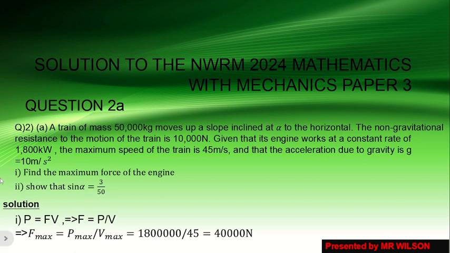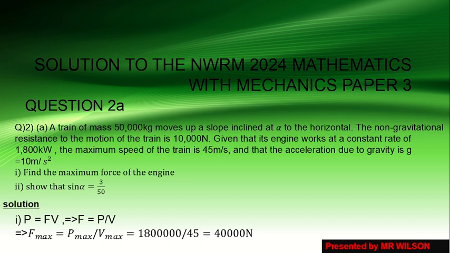Now take note, our power here was given in kilowatt. So to work with it here, you must convert it. You have to say 1,800 times 1,000. Okay, you have 1,800,000 watt, divided by what? 45. Take note of the precise data: the maximum speed of the crane is 45 meters per second.